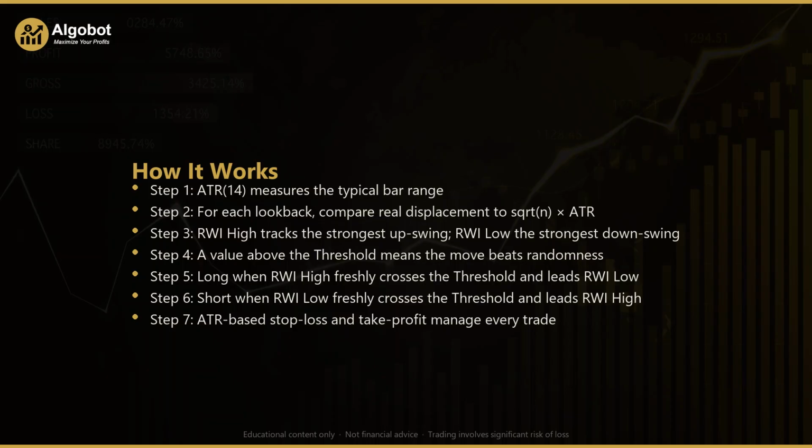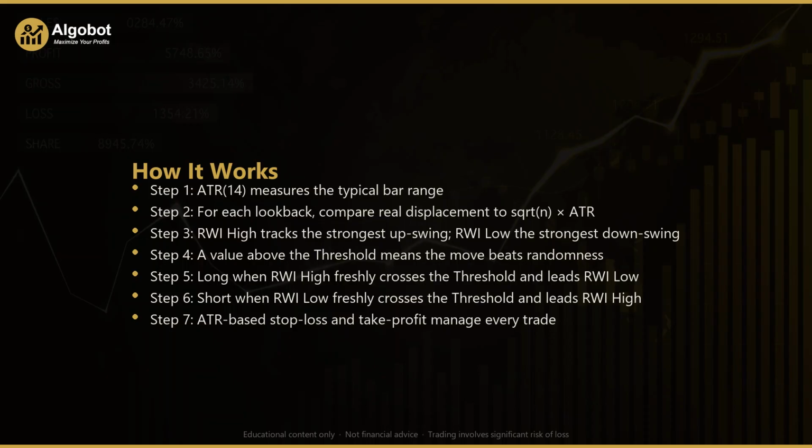Here's the intuition. A value of 1 means the move is exactly what pure randomness would predict. A value above 1 means the move is larger than randomness can explain. That's why the strategy uses a threshold, set to 1.20 by default. Only when a reading climbs above that threshold does the strategy consider the move statistically meaningful.